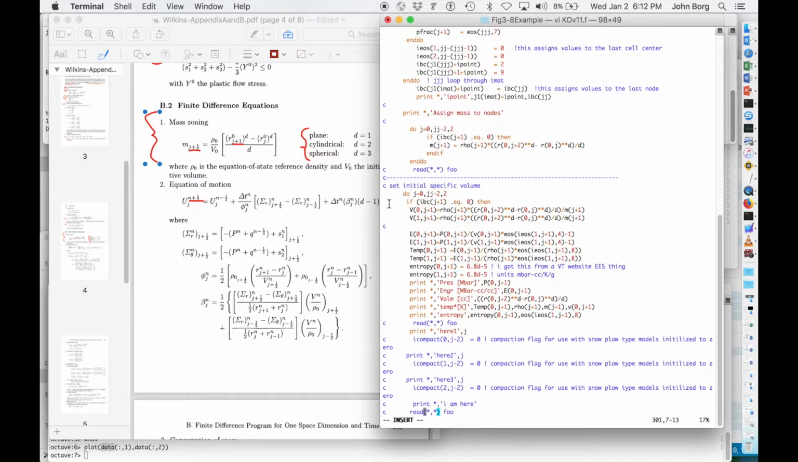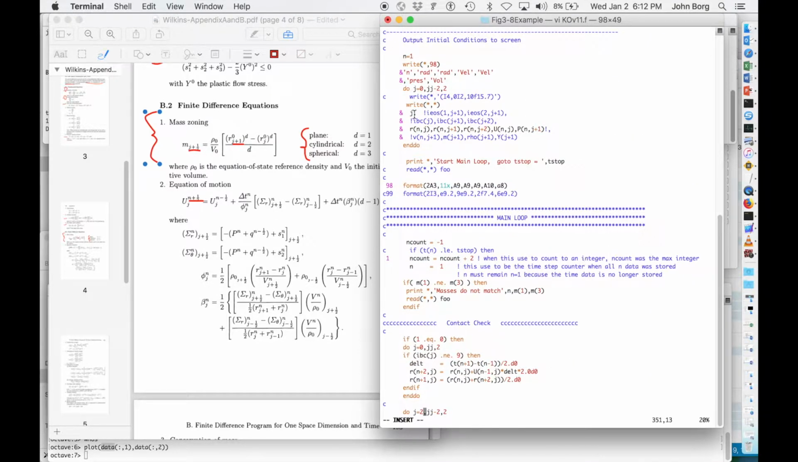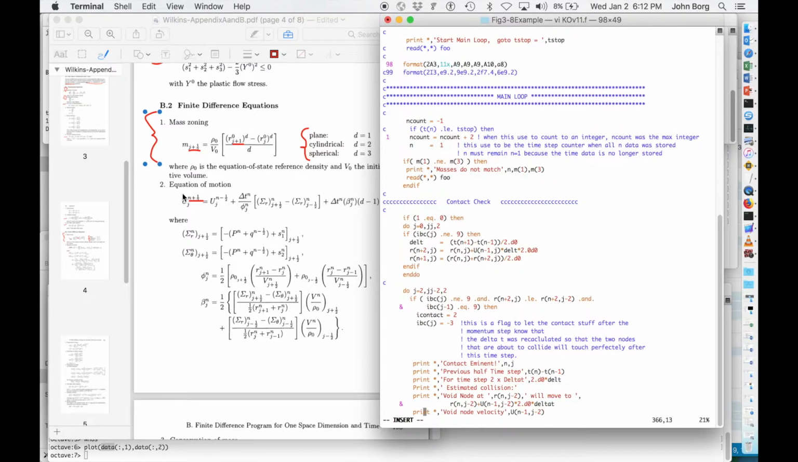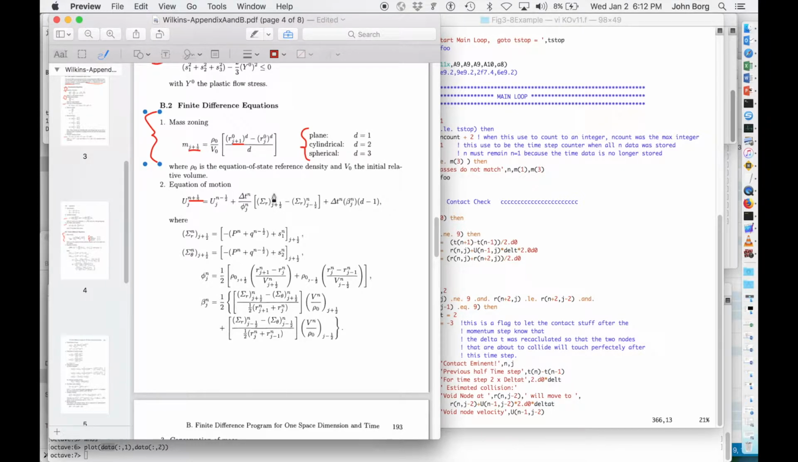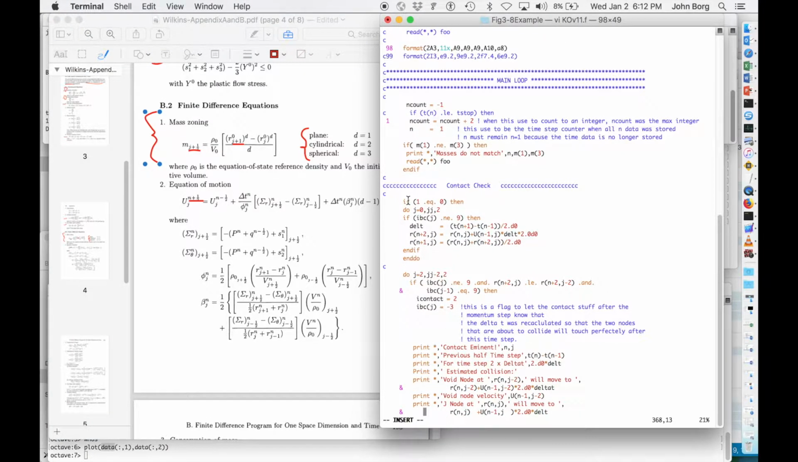And then here it's running through and calculating the basic initial properties for all of the nodes and assigning those. All right, here's where it writes it all to screen. If you get tired of seeing that, you can comment this out. So here's the beginning of the main loop. This is where it iterates the equations of motion on down.